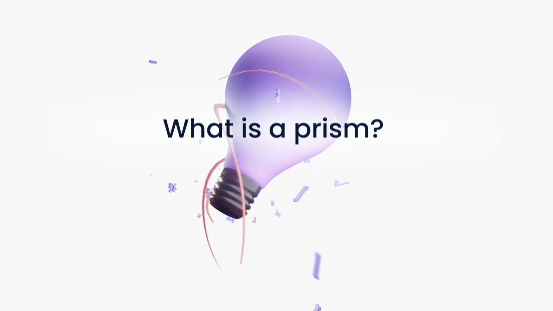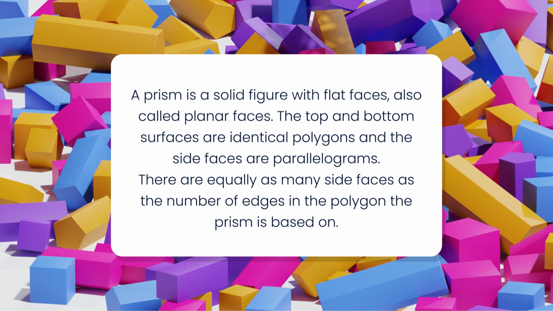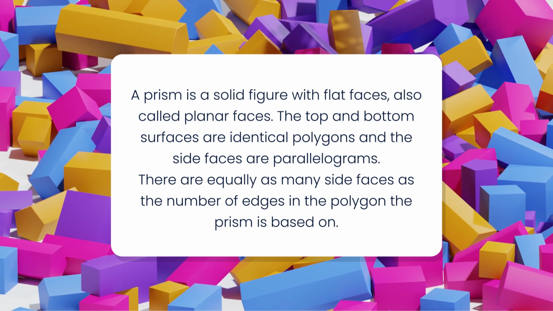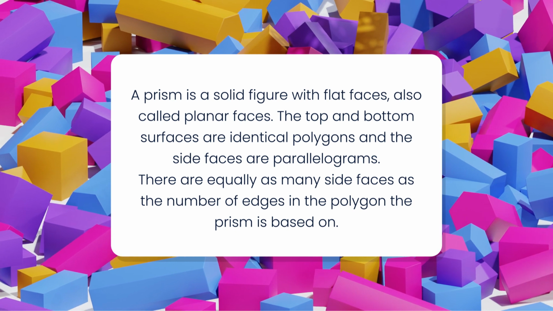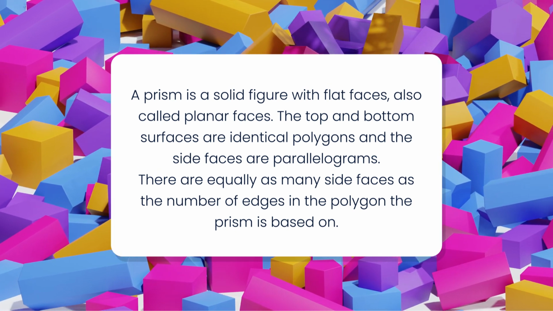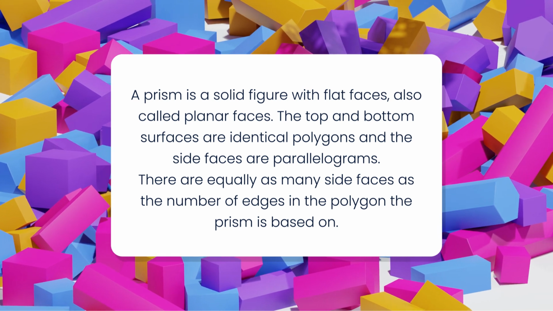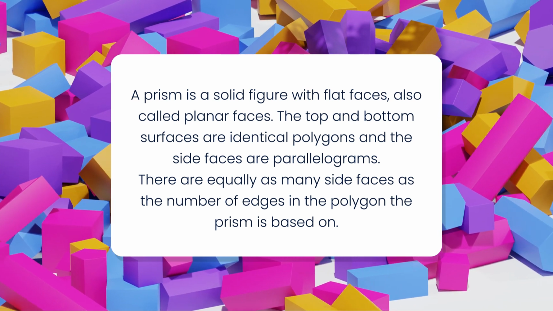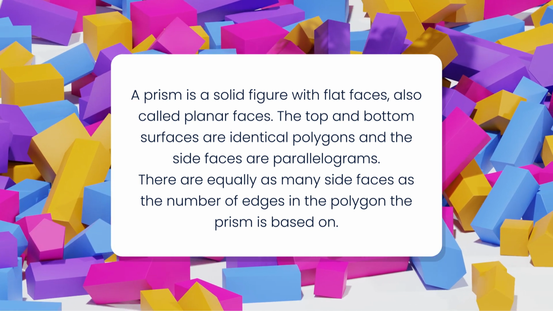What is a prism? A prism is a solid figure with flat faces, also called planar faces. The top and bottom surfaces are identical polygons, and the side faces are parallelograms. There are equally as many side faces as the number of edges in the polygon the prism is based on.